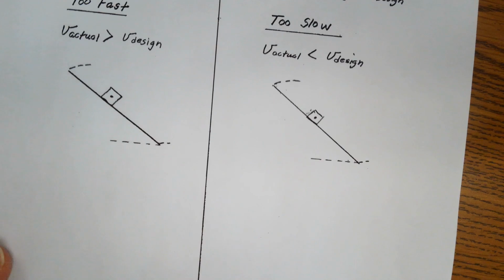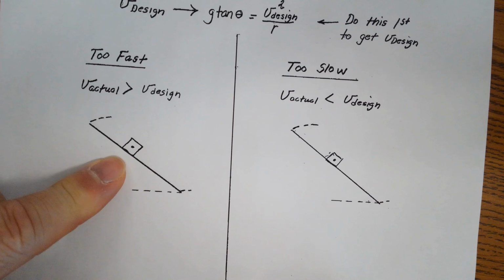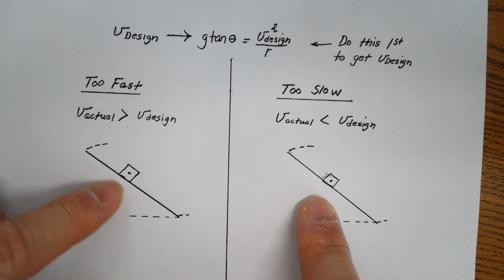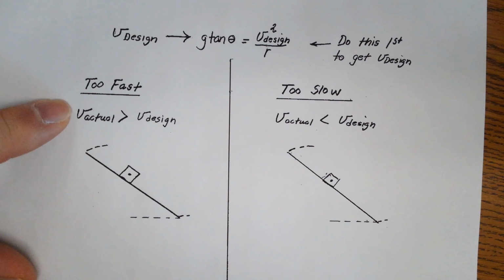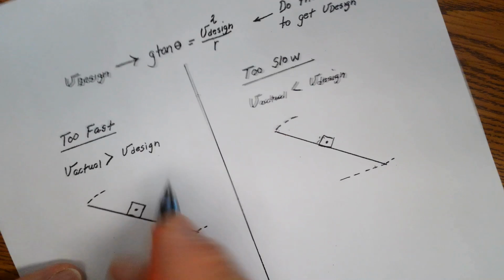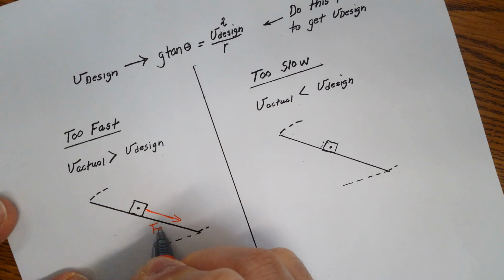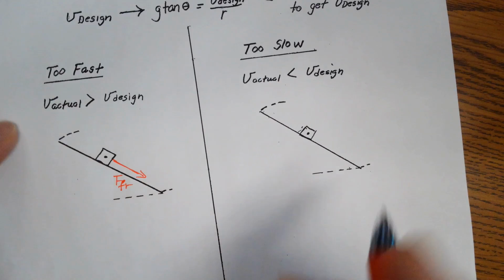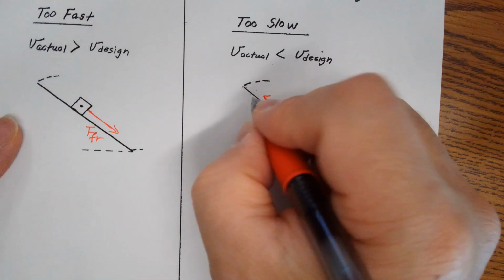For this one, I think we already know. We went over this, so make sure you pay attention. This is an embankment, right? This is not an inclined plane. So if it's going too fast, the friction has to act this way. And if it's going too slow, the friction has to act this way.